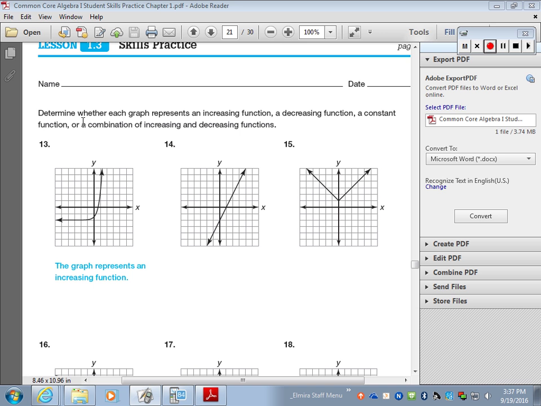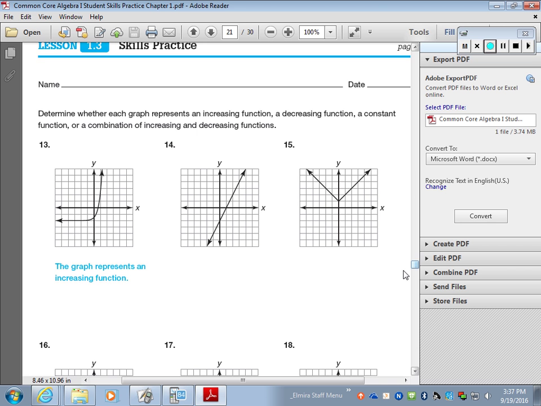So for example, it says determine whether each graph represents an increasing function, decreasing function, constant, or a combination. So you're just writing a quick sentence for each one. Don't overthink it.